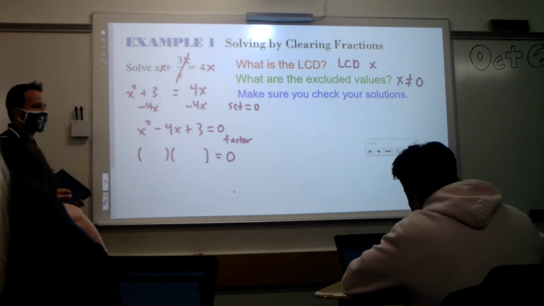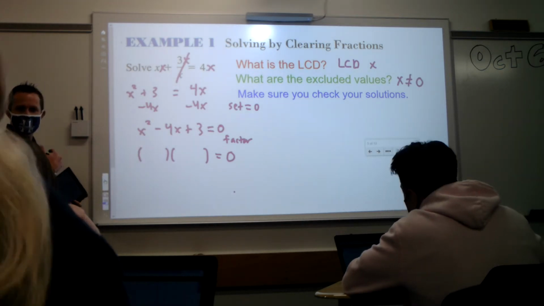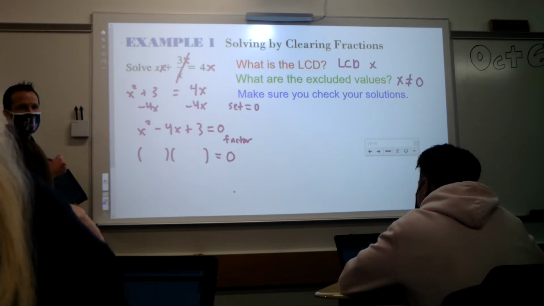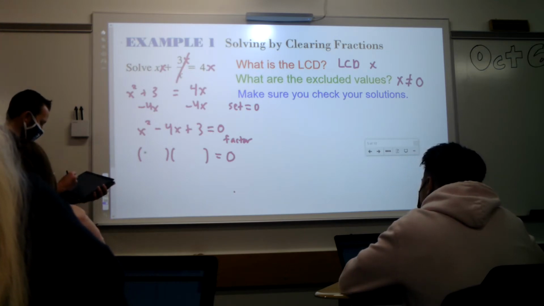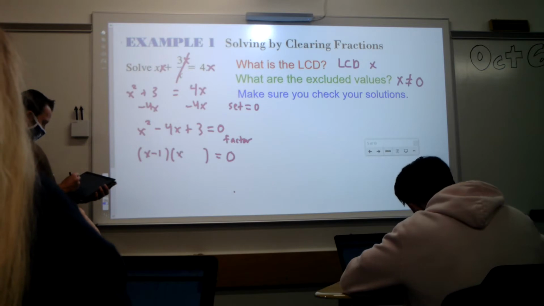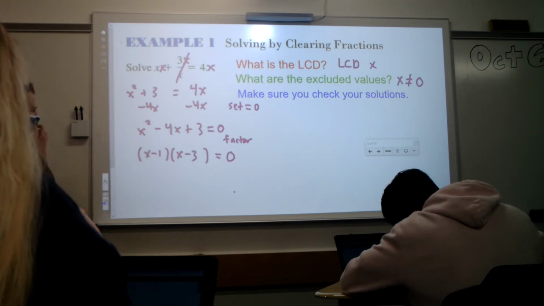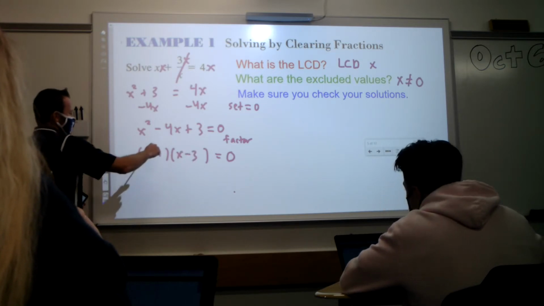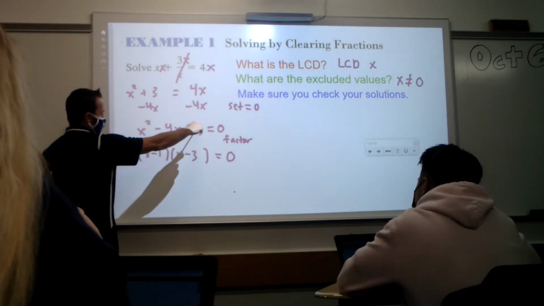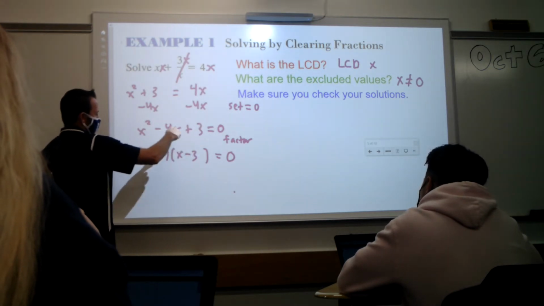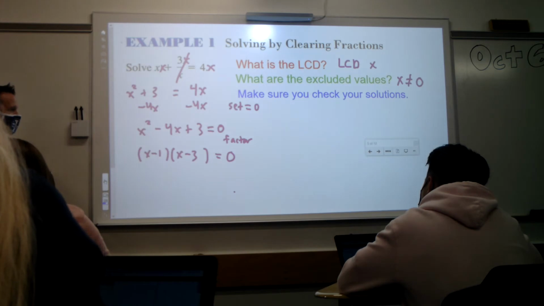They add to negative 4. So if they multiply to a positive and add to a negative, what does that tell you about them? They're both negative. This is going to be x minus 1 and x minus 3. And if you don't see that, we'll just multiply it out. Negative 1 times negative 3 is a positive 3. Negative 1 plus a negative 3 is negative 4. So that means we've done that right.